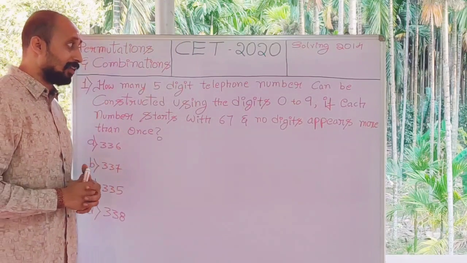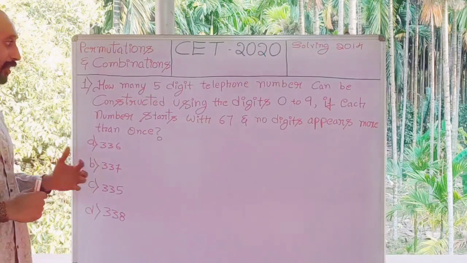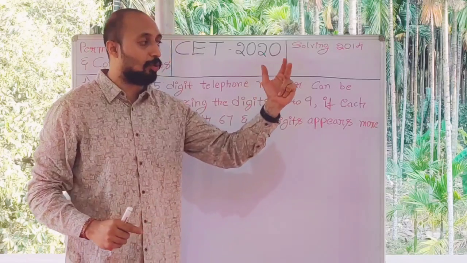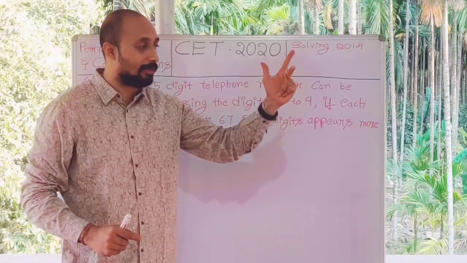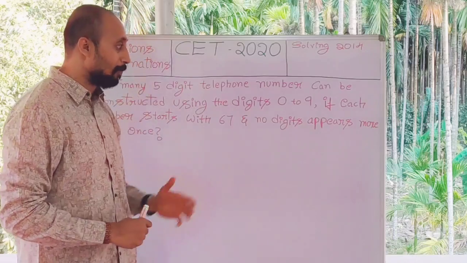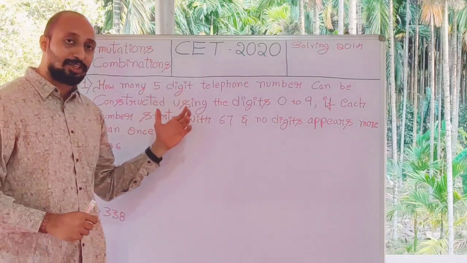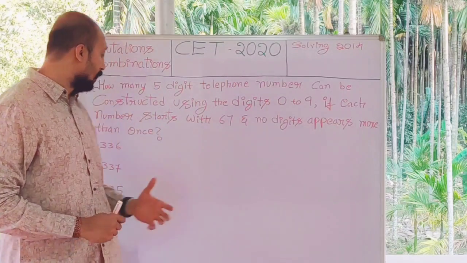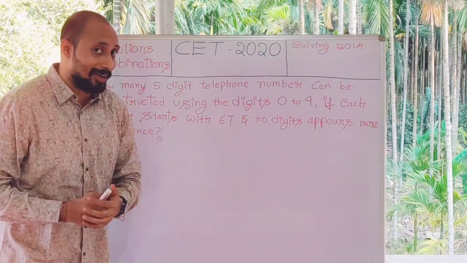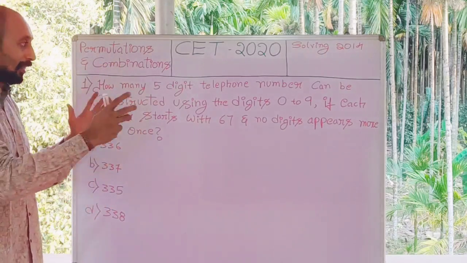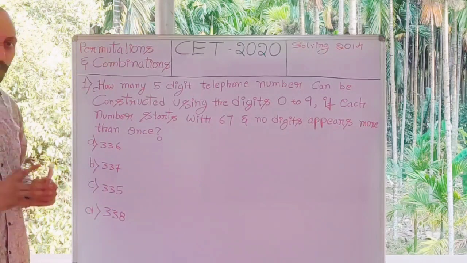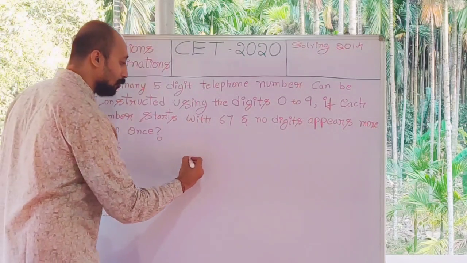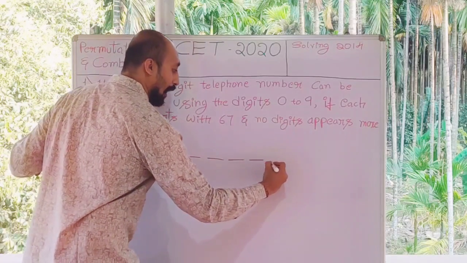How many 5-digit telephone numbers could be constructed using the digits 0 to 9, if each number starts with 67 and no digits appear more than once, that is without repetition? So 0 to 9 means there are 10 numbers: 0, 1, 2, 3, 4, 5, 6, 7, 8 and 9. Then how many ways can we make these telephone numbers? So of course, see, there are how many places? 5 places. 1, 2, 3, 4 and 5.